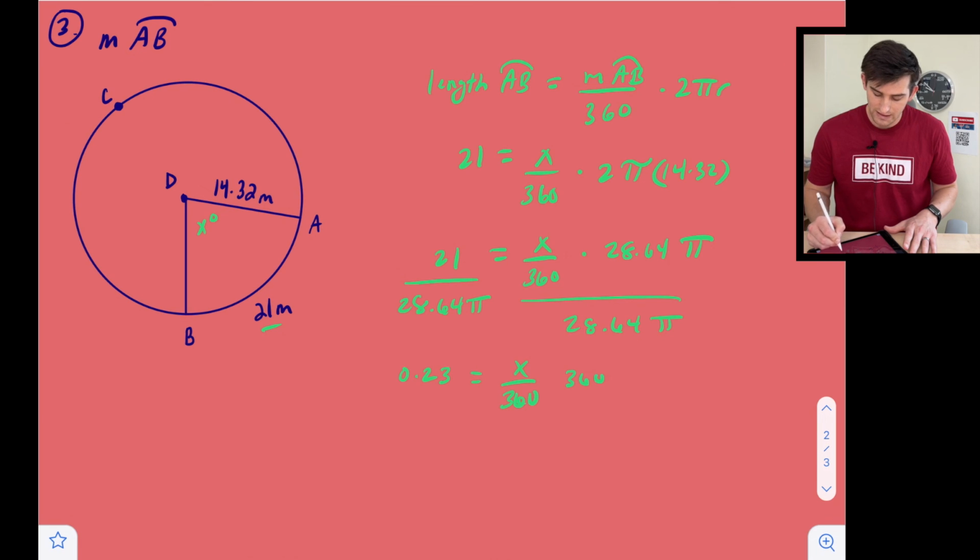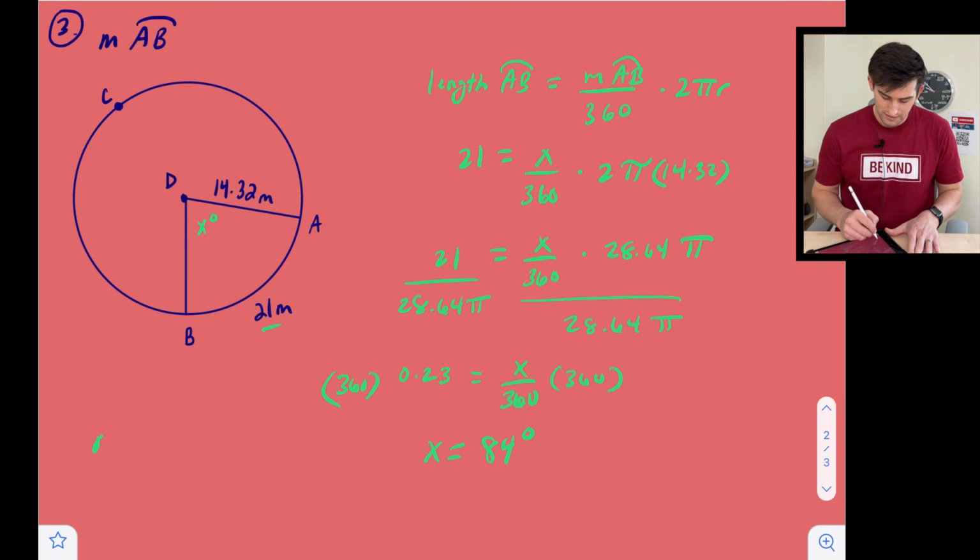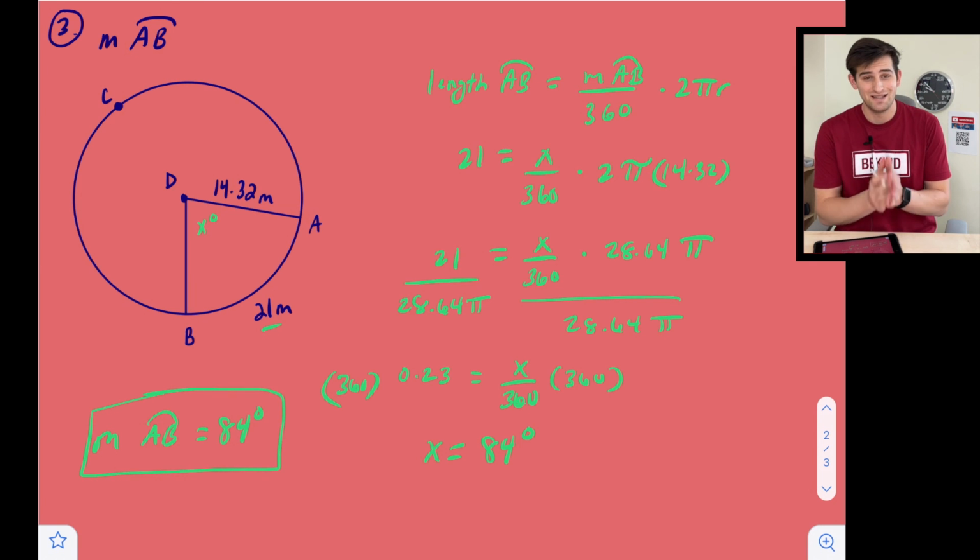Now to solve for x, which remember is the measure of our arc, we just need to multiply both sides of this equation by 360. In my calculator, I'm just going to hit times 360, and this gives me x is equal to about 84 degrees. So the measure of arc AB is equal to 84 degrees. And that is how you find arc lengths of circles and how you can use the arc length to find the circumference and also the measure of the arc.